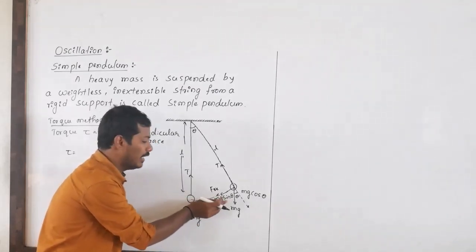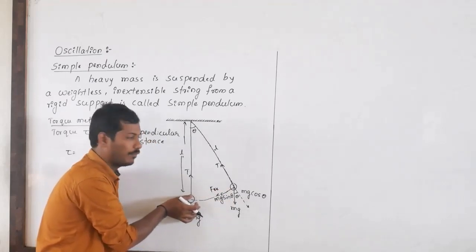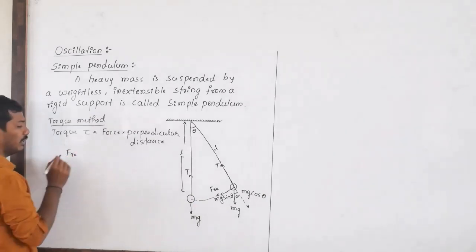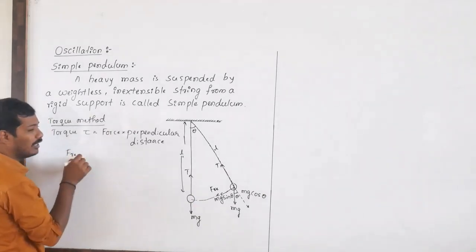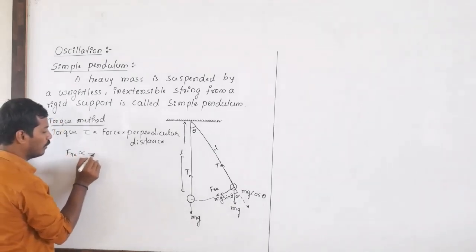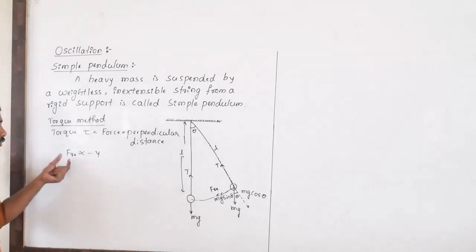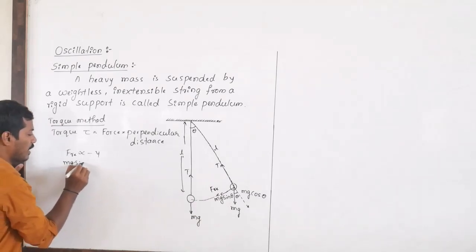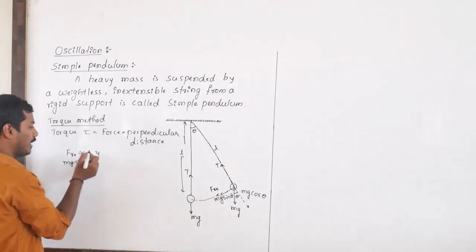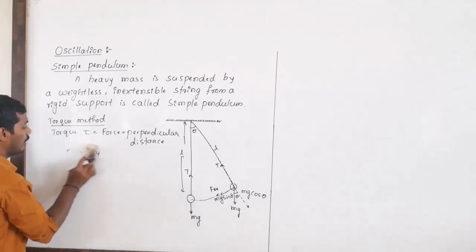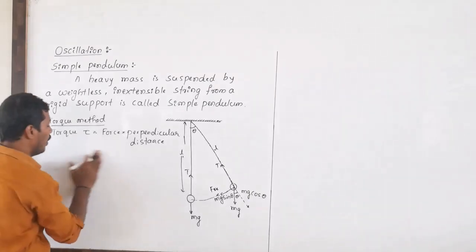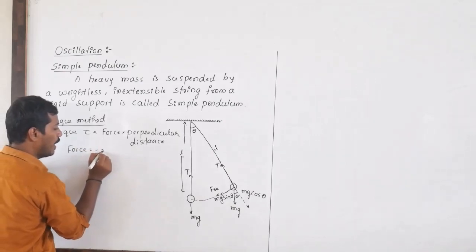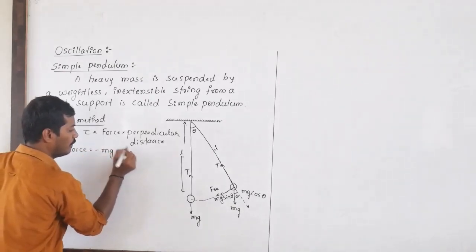It means it is always directed towards the mean position. The restoring force is always directly proportional to the displacement of the body, so it is directly proportional to the minus of the displacement. The restoring force is mg sin theta, and you can take it as minus because of the opposite direction. So the force is minus of mg into sin of theta.